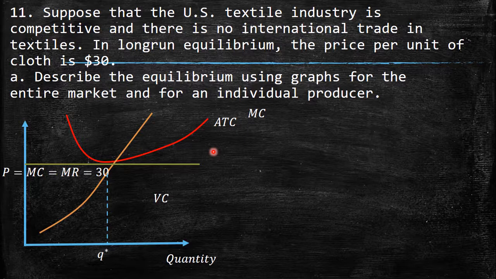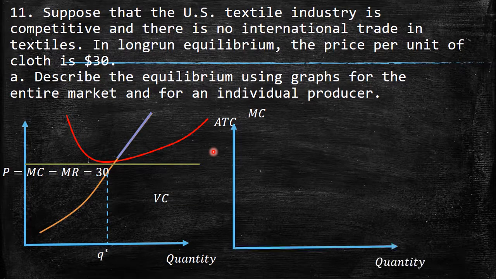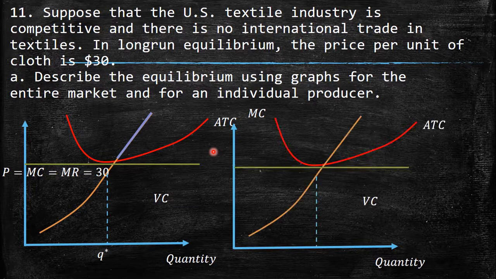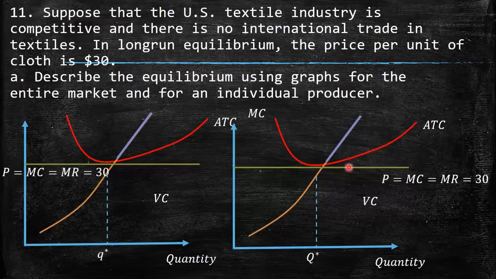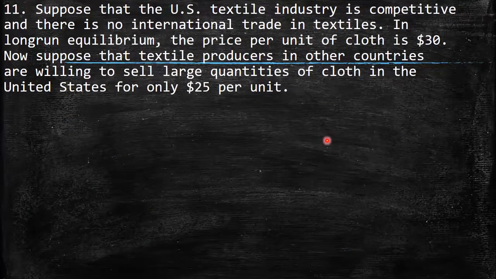Then this is going to be the quantity produced by each producer, and when the profit is exactly 0 because we are in the long run equilibrium, then for the entire market it's going to be exactly the same, just with the difference that this quantity is going to be uppercase Q, which is the sum of all firms in the industry. And just the last part, this violet line is going to be the supply curve for this market.